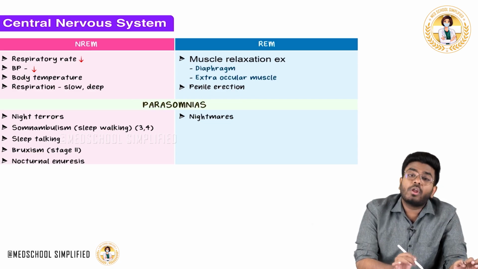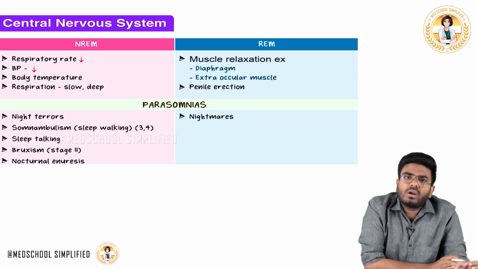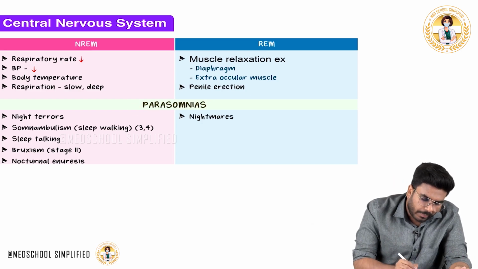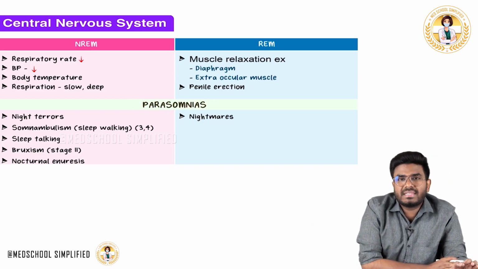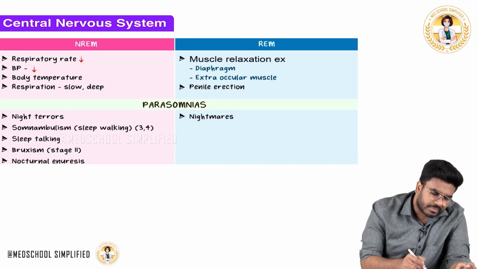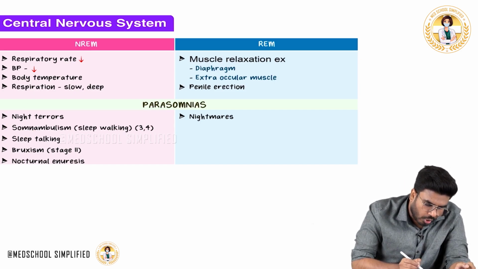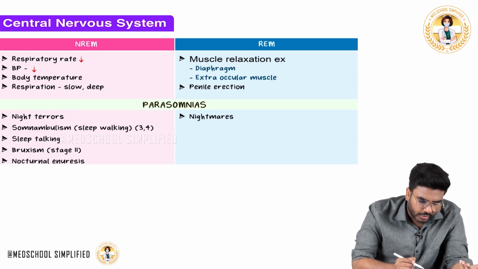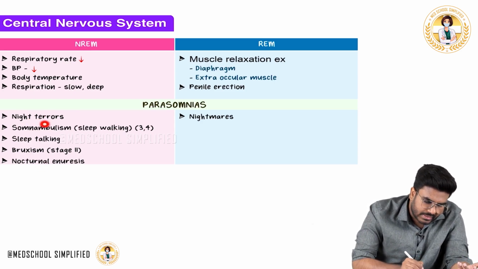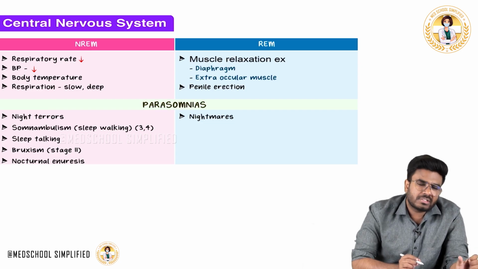Now let's talk about the abnormalities of sleep. What are these abnormalities called? These abnormalities are called parasomnias. So what are parasomnias? Parasomnias are abnormalities during sleep. For example, during NREM sleep, there are some abnormalities like night terrors, somnambulism (sleepwalking), sleep talking, nocturnal enuresis, and bruxism. All these are parasomnias, abnormal events during sleep.